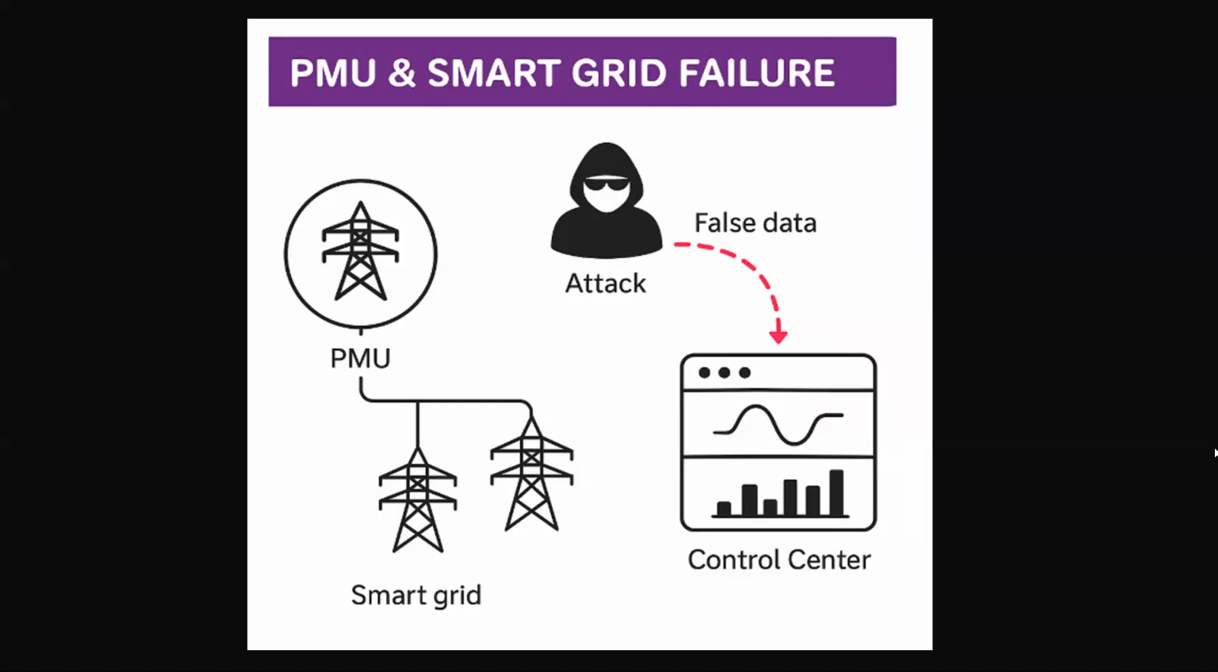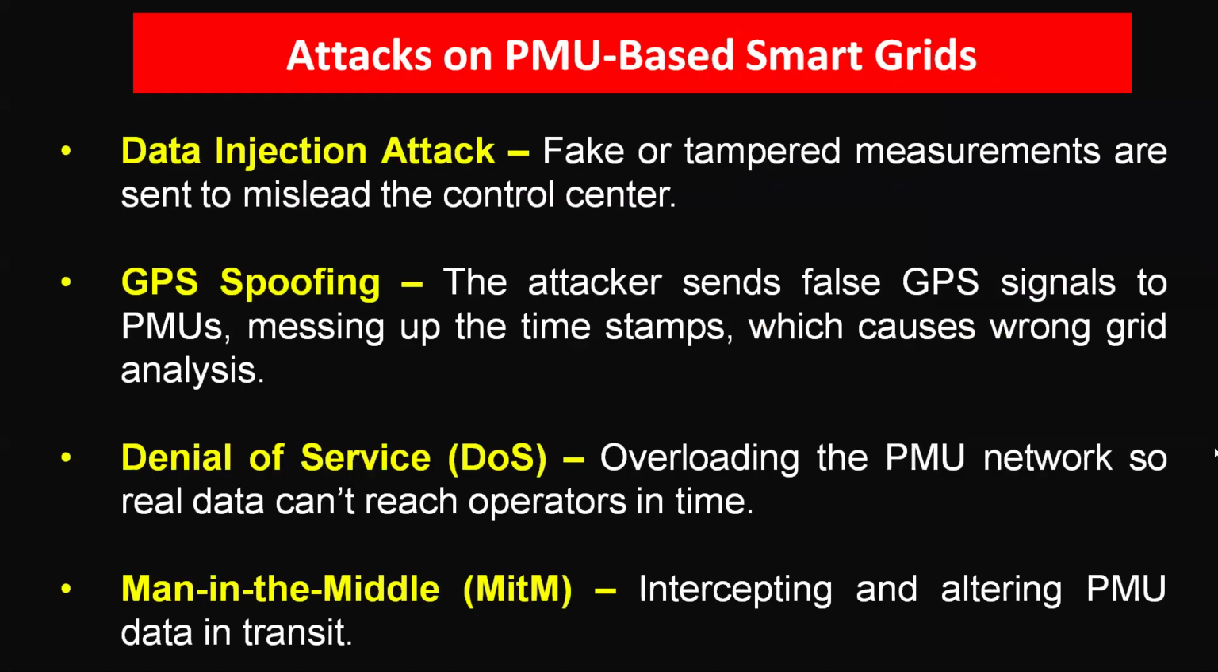So there are lots of opportunities, lots of scope of research in this segment: how to evaluate that signal, how to analyze specific false injections in the smart grid so that the entire scenario can be made secure. So first of all, we will see which types of attacks can be implemented on smart grids, PMU based smart grid implementations. First, data injection attacks, fake or tampered measurements.